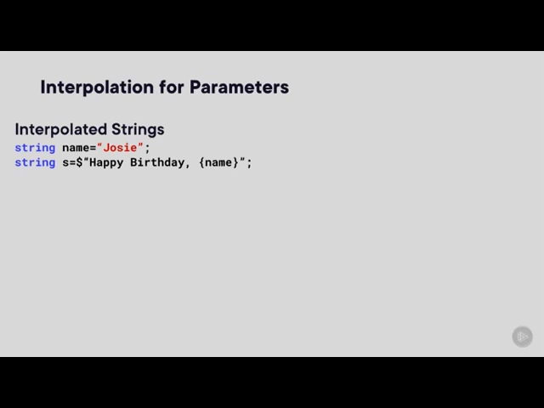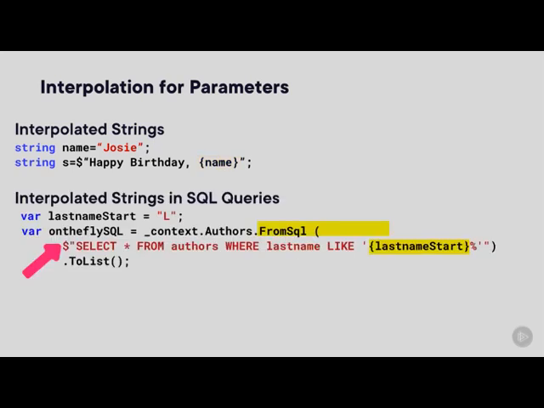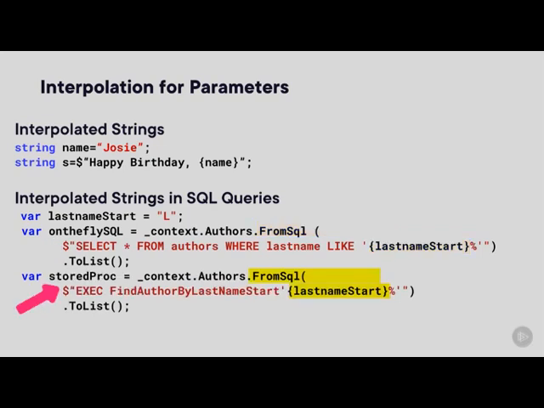Interpolated strings are required for the FromSql method and also for the Database.SqlQuery method. I've already been using interpolated strings throughout the demos. These are strings where you can integrate variables into a string without having to concatenate the string and the variables. With C#, that means you need a $ sign in front of the string, and then the variables are wrapped in curly braces within the string. You can use FromSql with interpolated strings for straight SQL queries or to execute stored procedures.